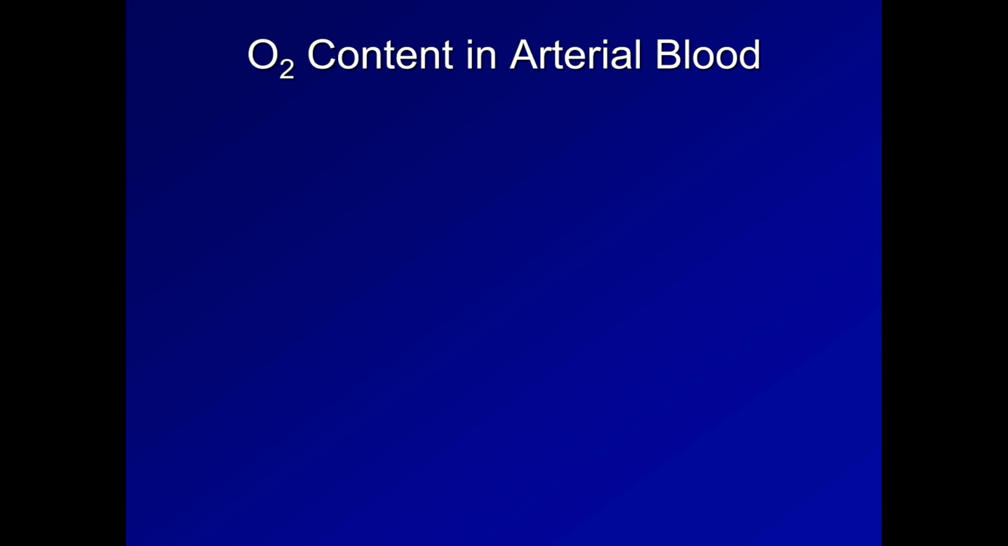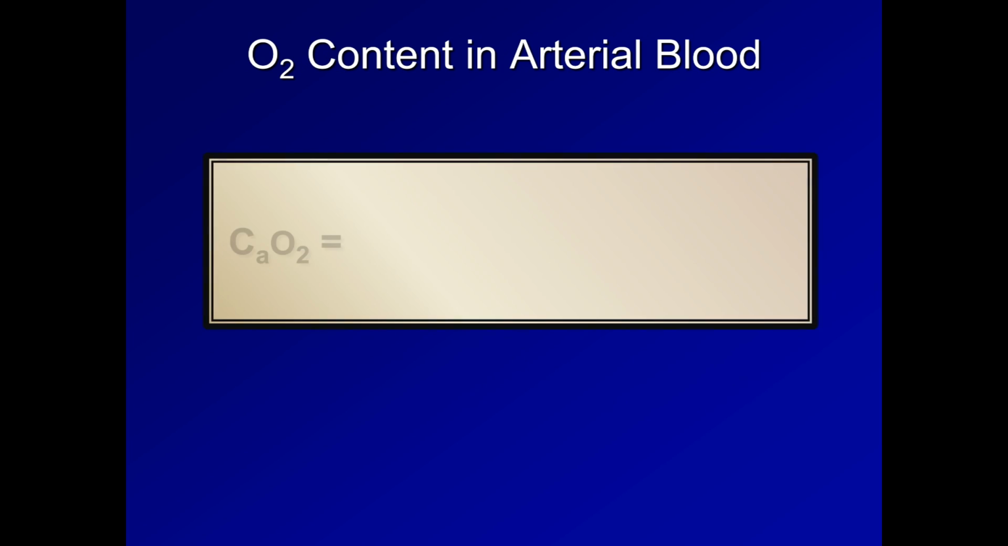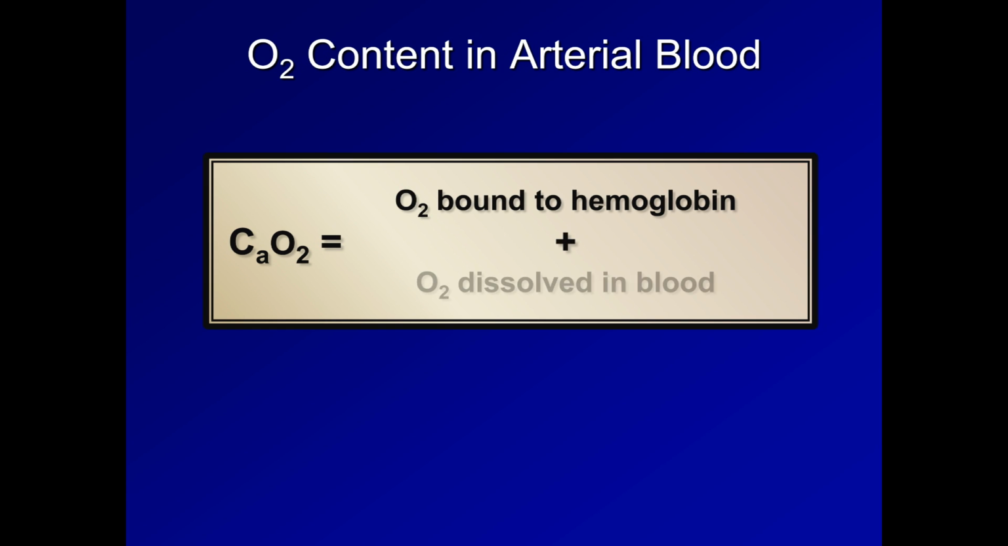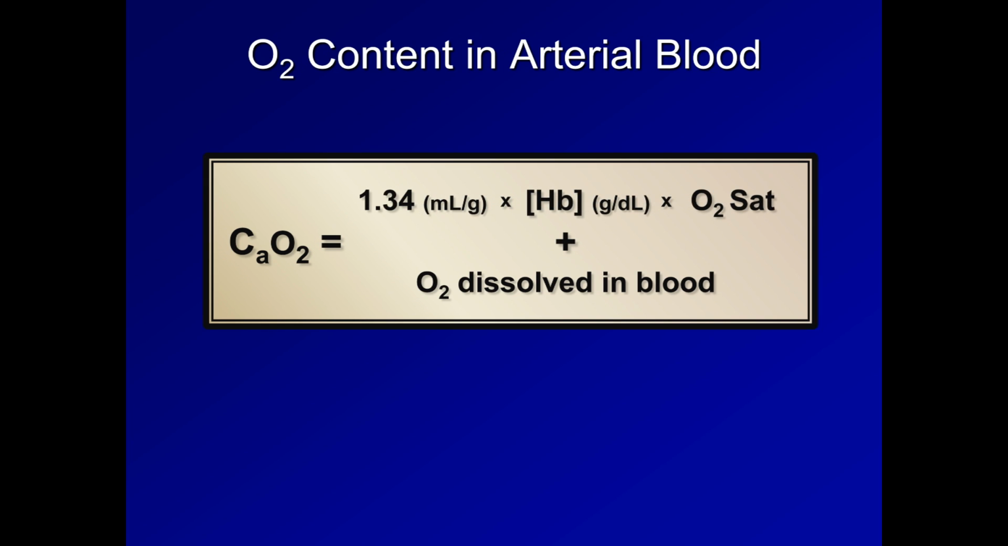Let's talk about the oxygen content in blood. This was addressed informally in a couple of lectures already, but let's try to formalize a process by which we assess how much oxygen is contained within a sample of arterial blood. Arterial oxygen content, abbreviated CaO2, is equal to the sum of oxygen bound to hemoglobin and oxygen dissolved in blood. The amount of oxygen bound to hemoglobin is equal to 1.34, which is the maximum oxygen carrying capacity in milliliters of oxygen per gram of hemoglobin, times the hemoglobin concentration, times the oxygen saturation.